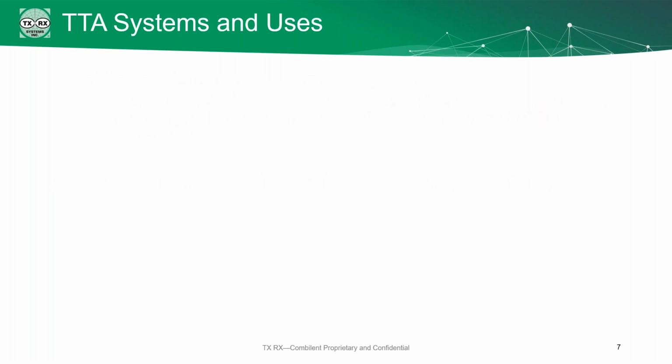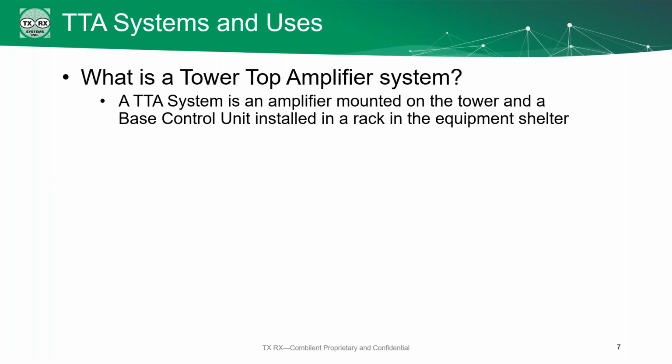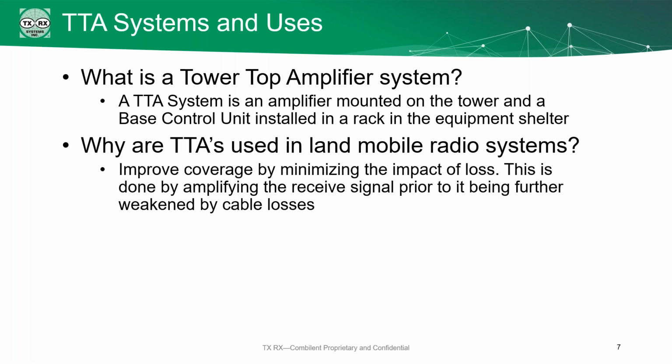So what is the tower top amplifier and what are its uses? Well, the main thing is the tower top amplifier system is an amplifier mounted on top of the tower and a base control unit installed in the rack in the equipment shelter. Together, these two components will improve your coverage by minimizing the impact of loss. This is done by amplifying the signals as they're received at the antenna prior to it being further weakened by all of your cable losses.